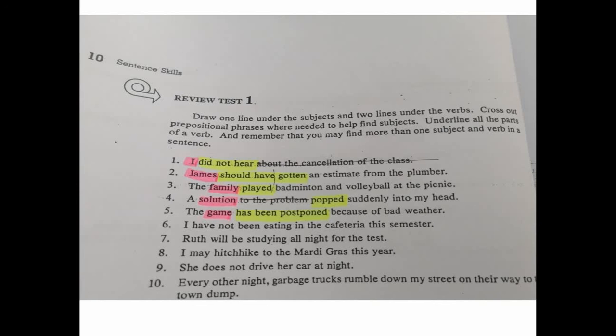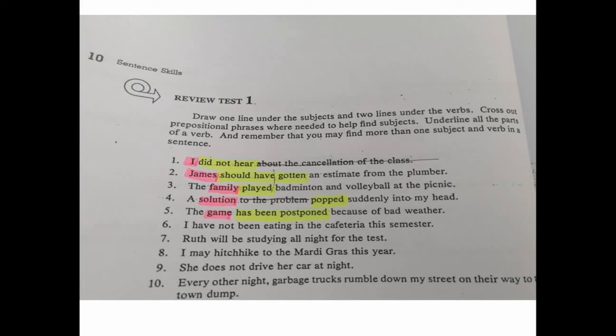I did not hear about the cancellation of the class. So let's begin with crossing out the prepositional phrases. Where is the preposition here? About. Remove about with its complement. So about the cancellation, this is the first prepositional phrase. We have another preposition, of, with its complement, of the class. Remove it all, cancel it.